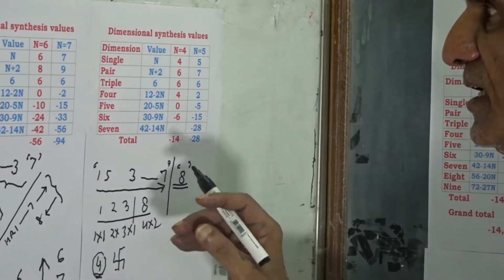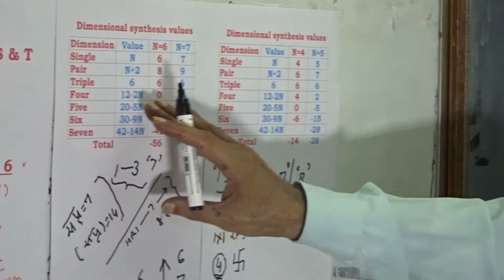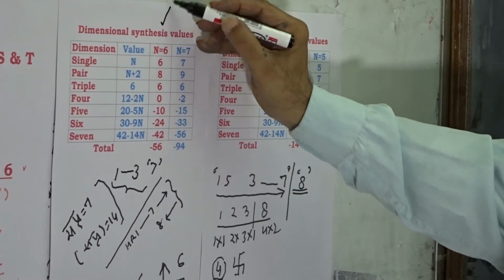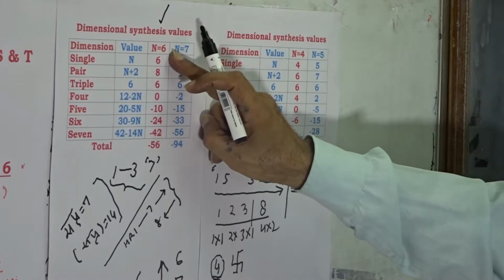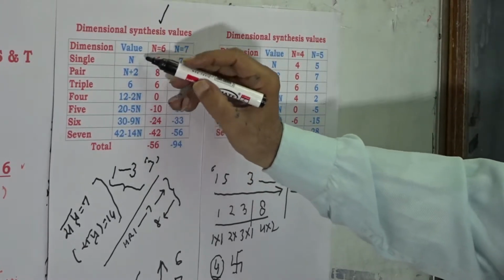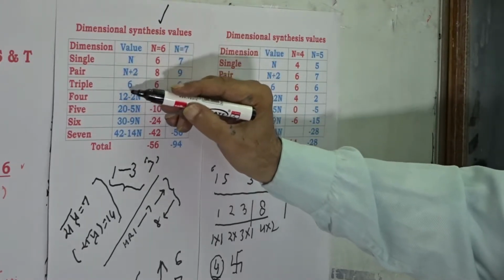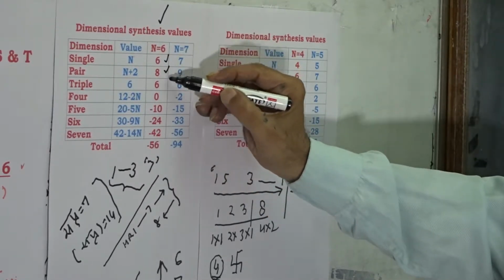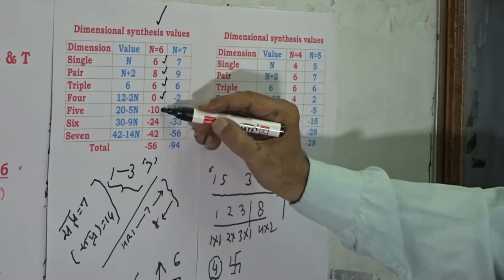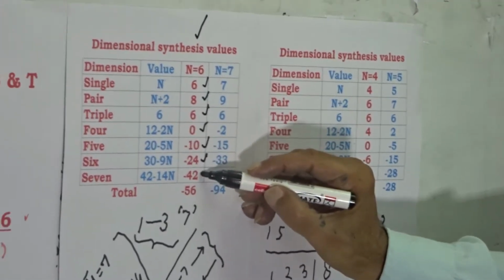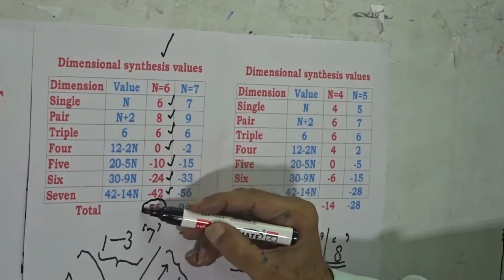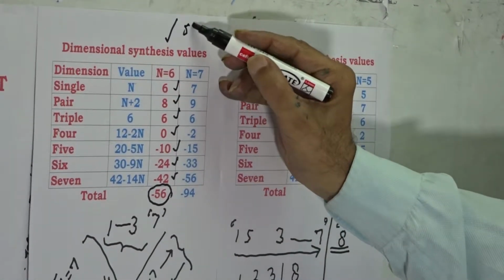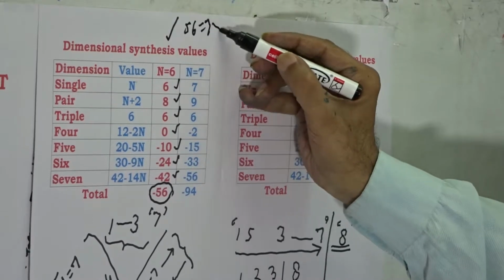Now let us see that if we are having a synthesis value of n space as a dimension, then it will be giving us a value. We can put the values n is equal to 6 and reach like that: 6, 8, 6, 0, minus 10, minus 24, and this gives us a total value minus 56. And 56 we know is equal to 7 into 8.